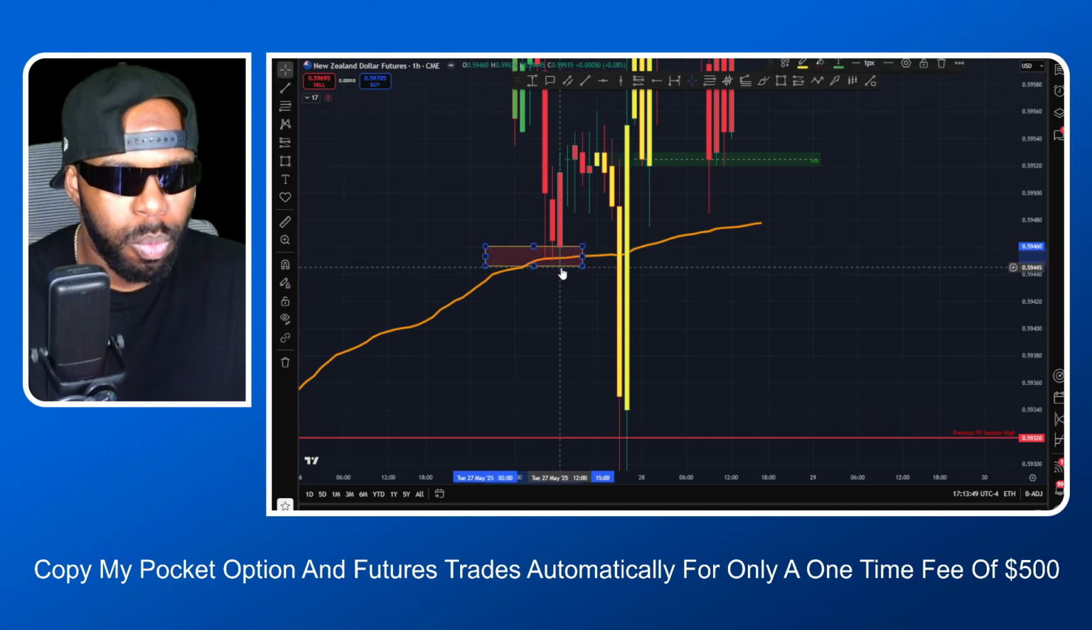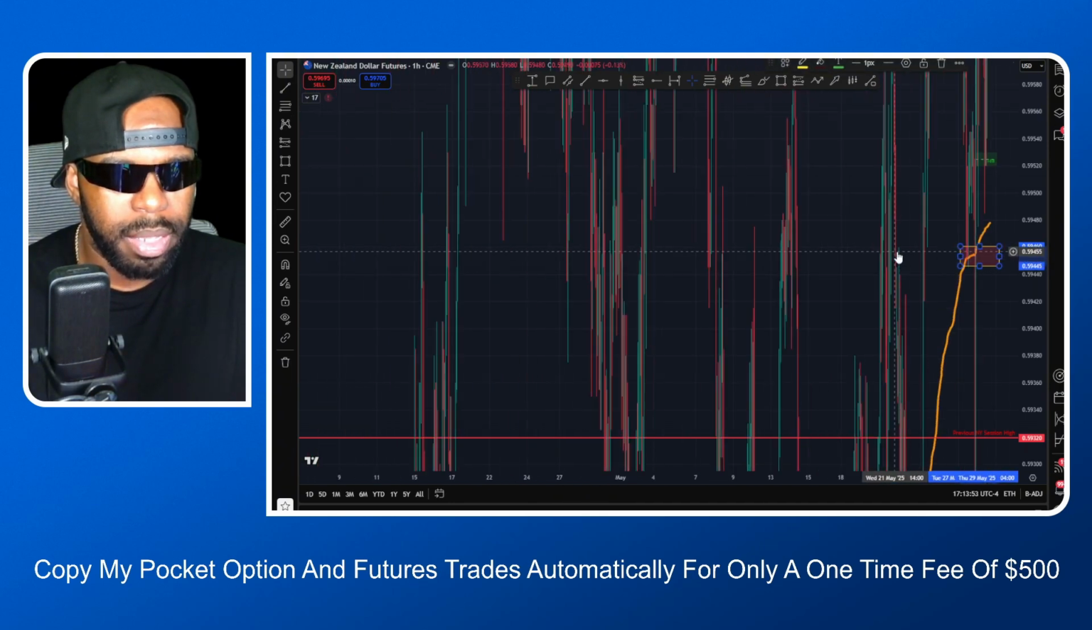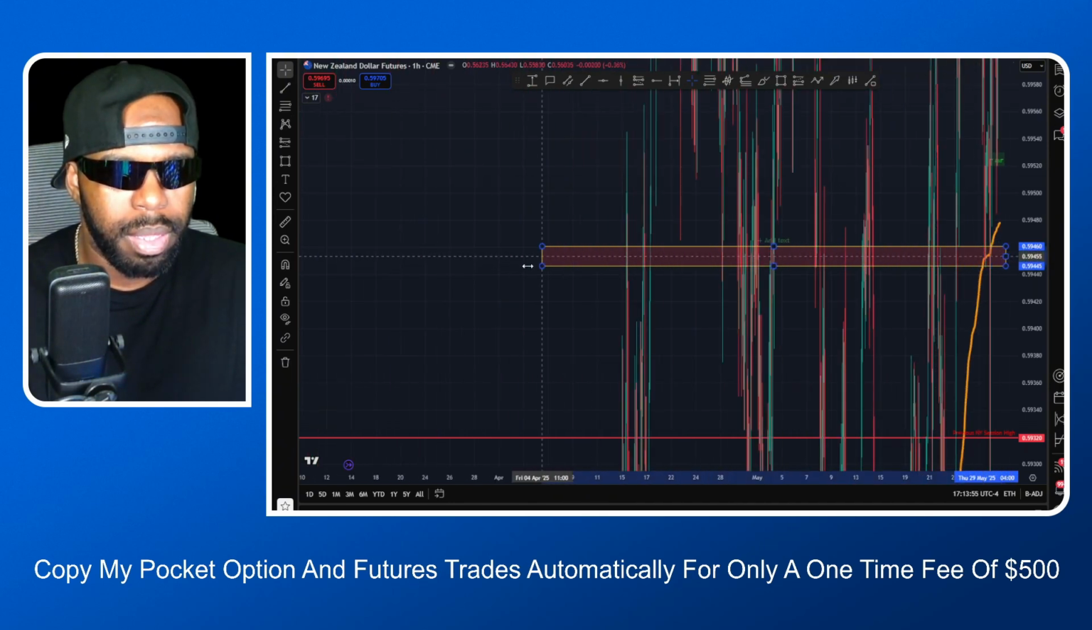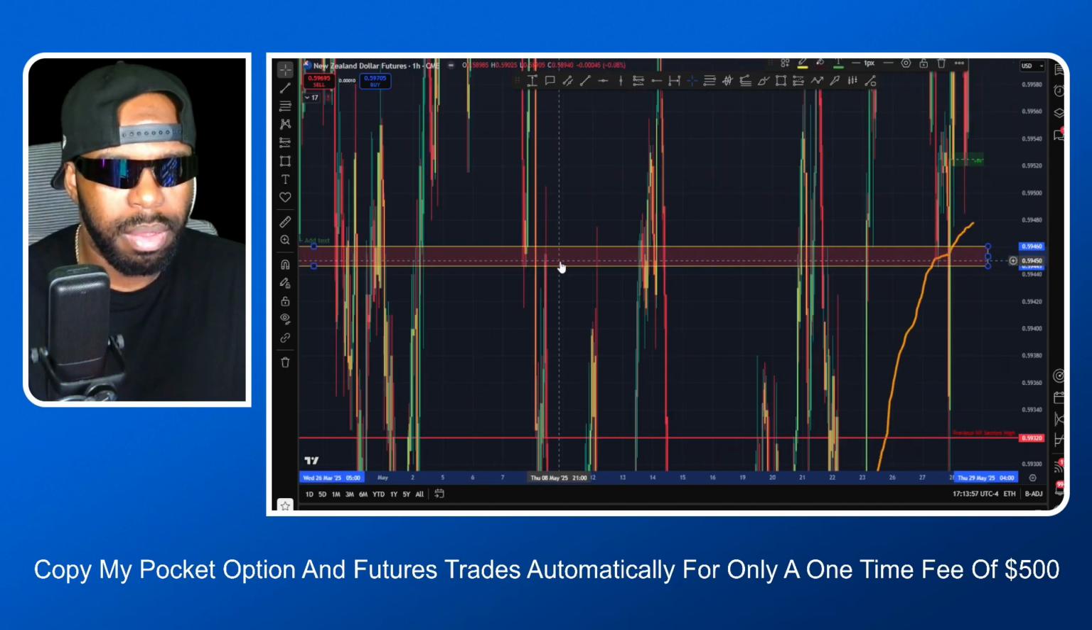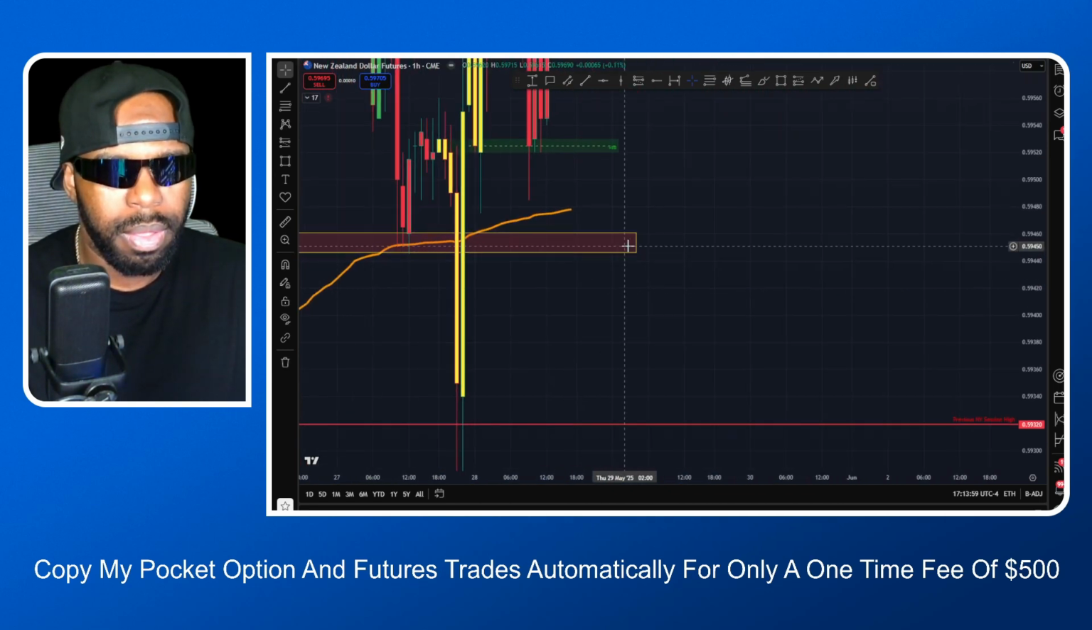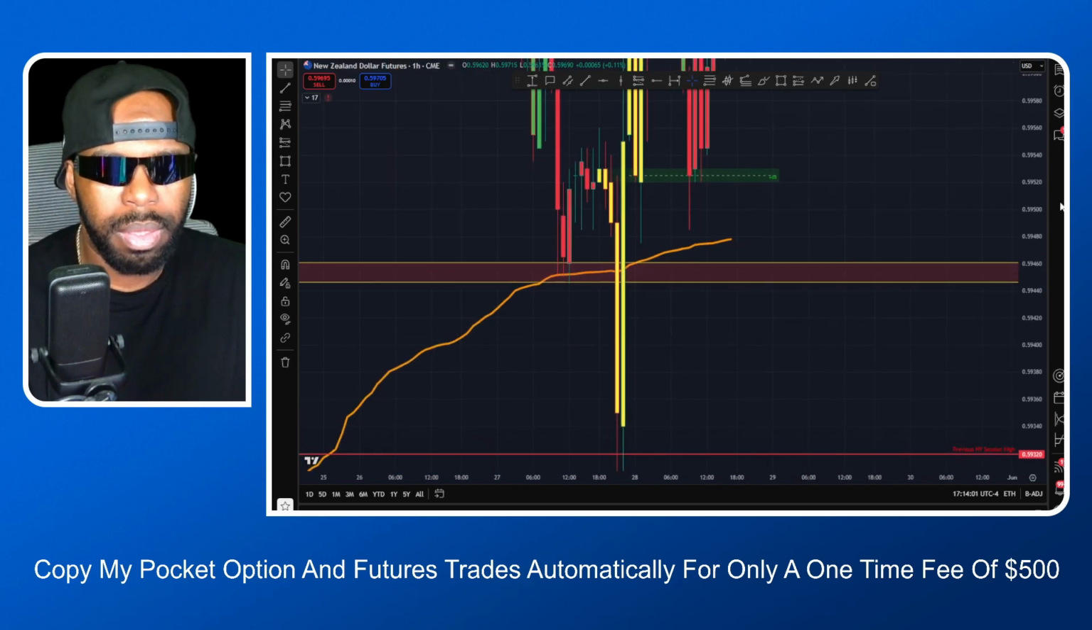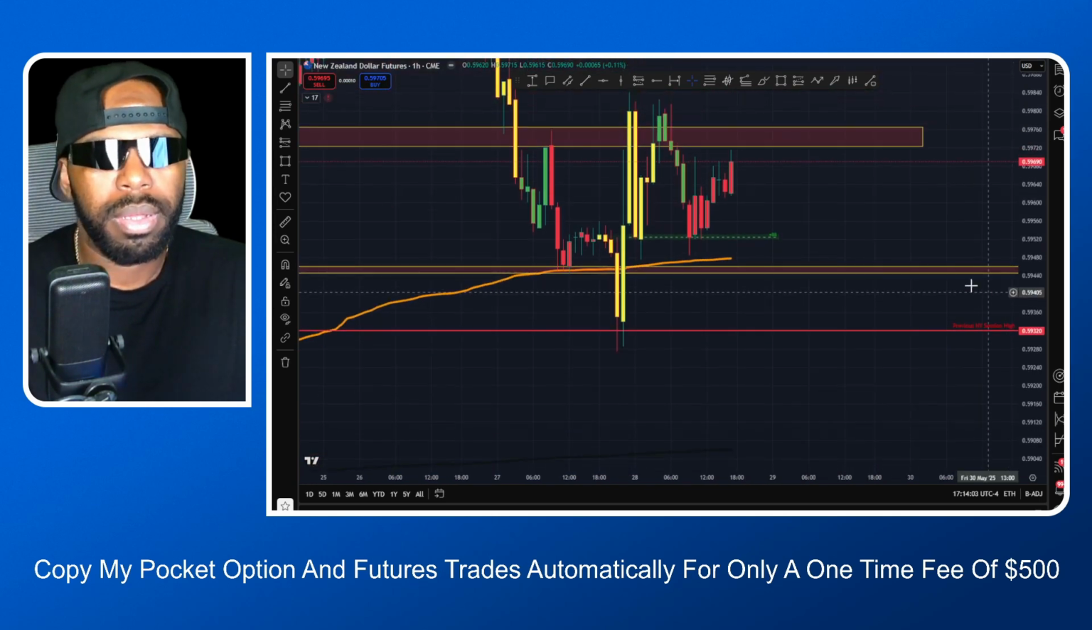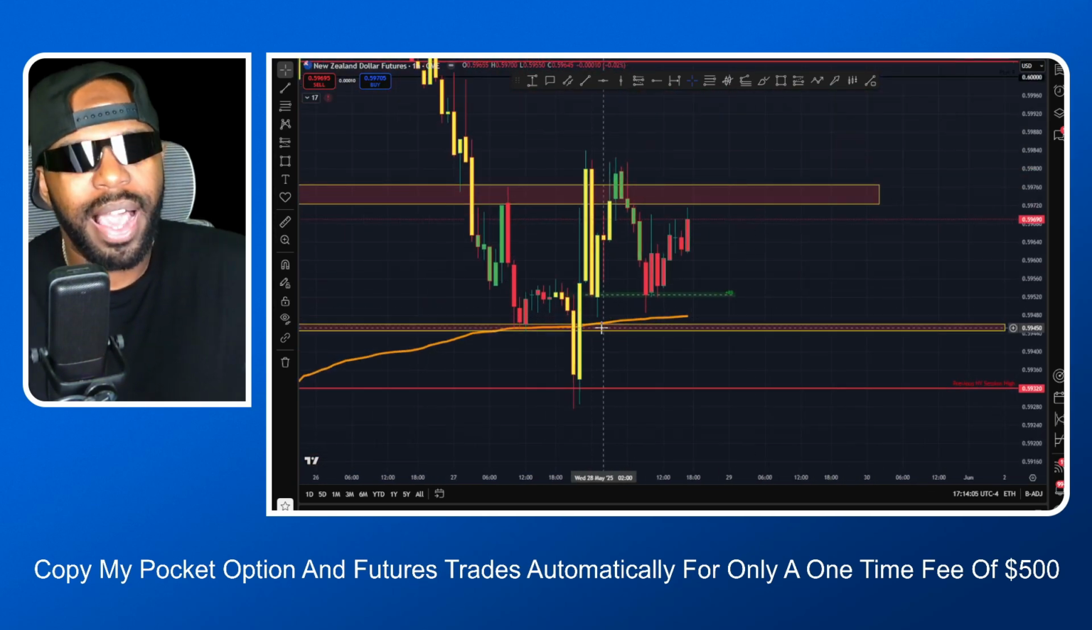So we draw that. Remember, I draw it from the wick to the body. All right, the wick to the body here, and you can draw it in the past there, and there you go. So now that was yesterday's high and low.